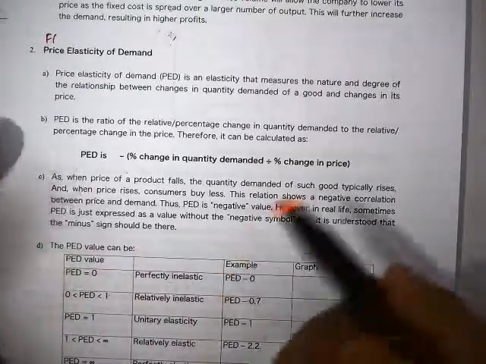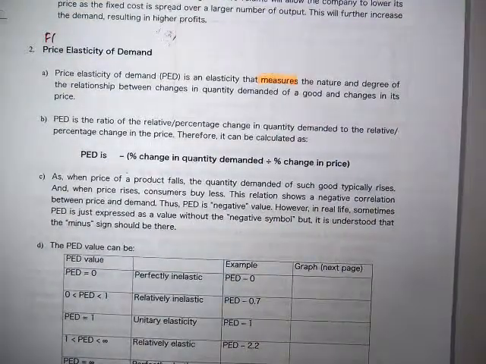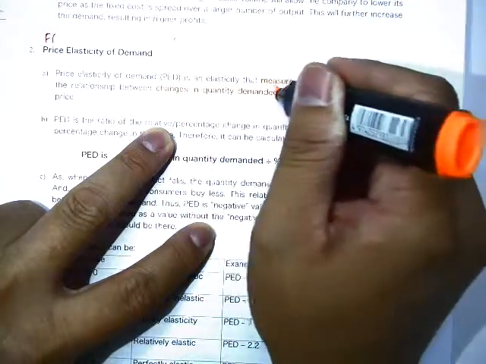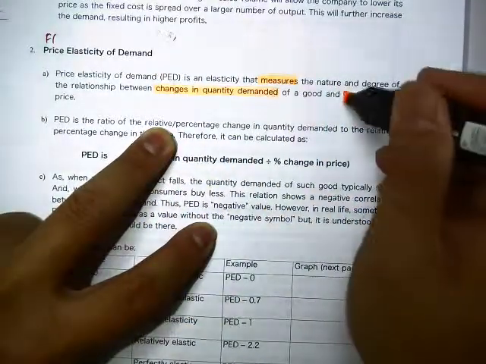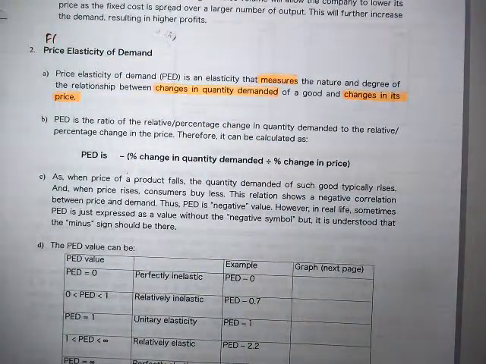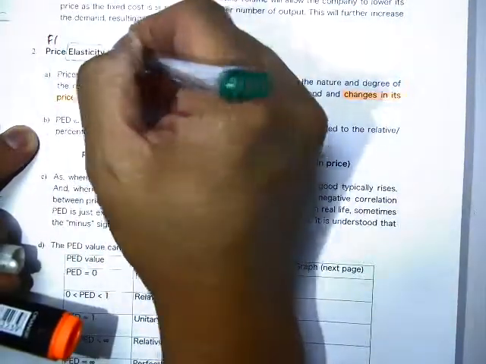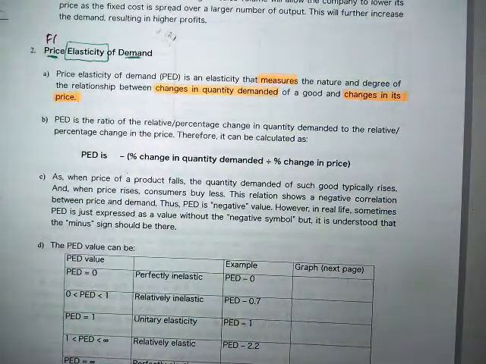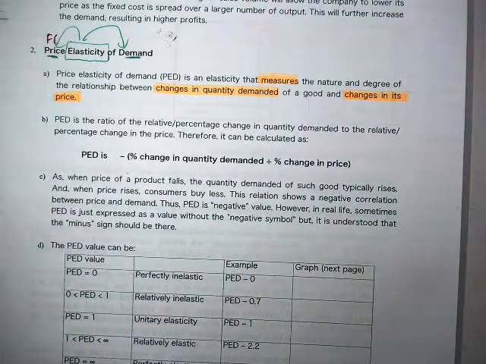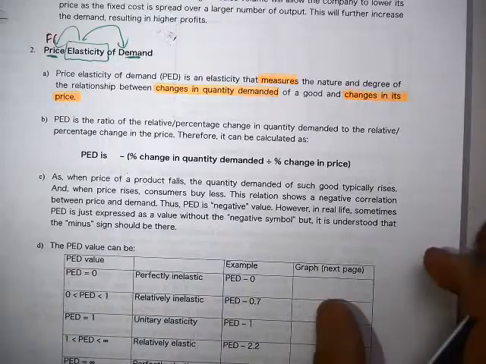Now PED is a measure of two changes. Changes in the quantity demanded with changes in the price. That's why it's elasticity between price and demand. That's why we are looking at the change in the price and the change in the demand. Okay. Now how do you calculate price elasticity of demand again?